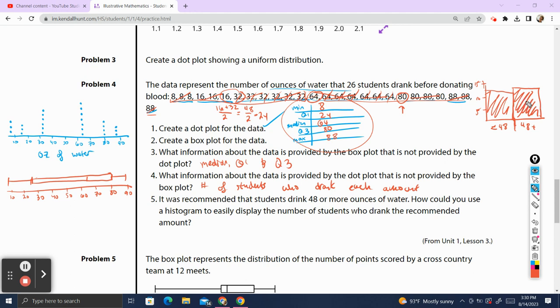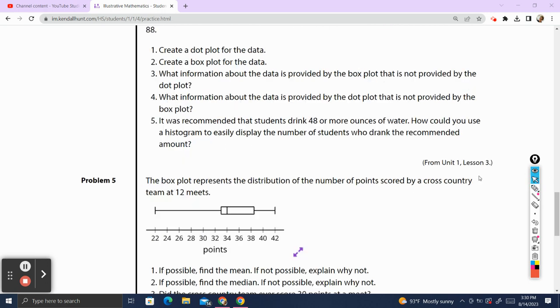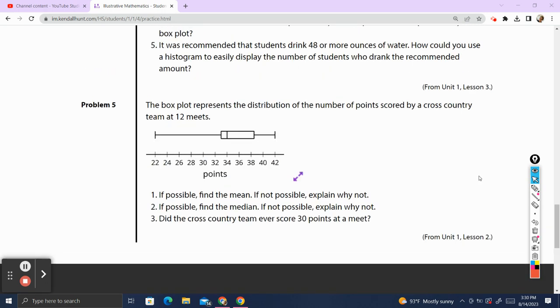In this case, I created a quick little histogram with just 2 bins because I wasn't really curious about the spread here, but mostly who drank more than 48 ounces of water. Feel free to pause this video if you have any questions or need to look at this any longer. We're going to move on to question number 5, which is our last question.